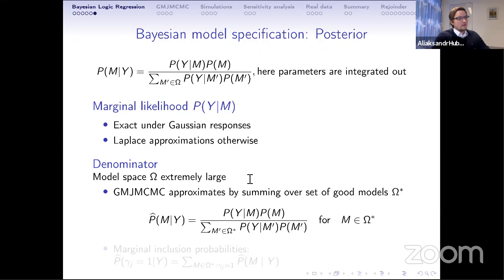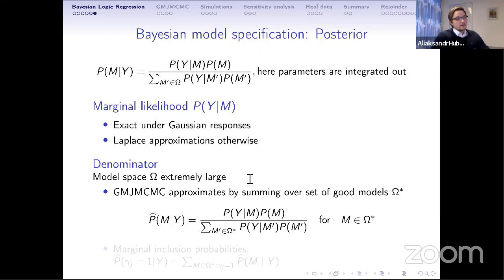And in order to resolve these issues, we have suggested a GMJ-MCMC algorithm, which approximates the posterior model probabilities by means of considering only subsets of the models in the denominator of the Bayes formula. But we want to do this also in a way that asymptotically, the algorithm lets the subset converge to the full model space if you run the algorithm for long enough.